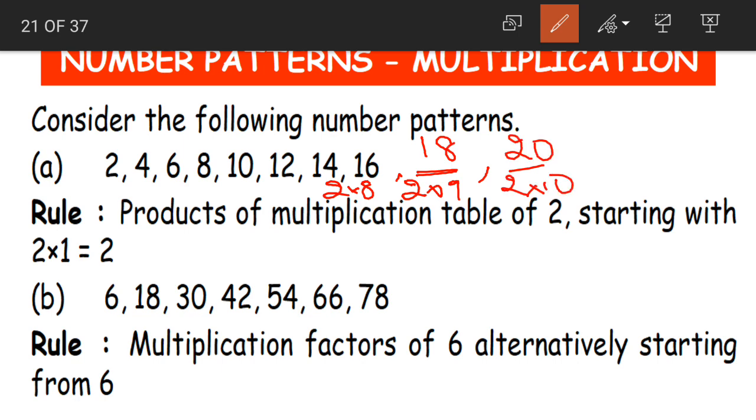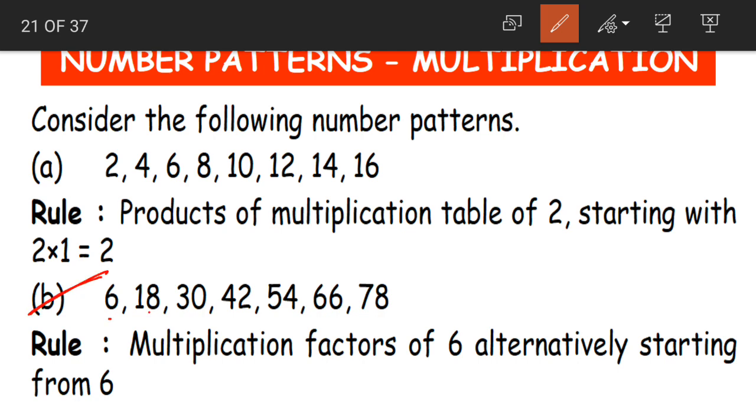Okay children? First we need to observe the patterns. All these numbers are the products of multiplication table of 2. So even the next numbers in the pattern will be the products of multiplication of table 2. Now coming to B here: 6, 18, 30, 42, 54, 66, 78.